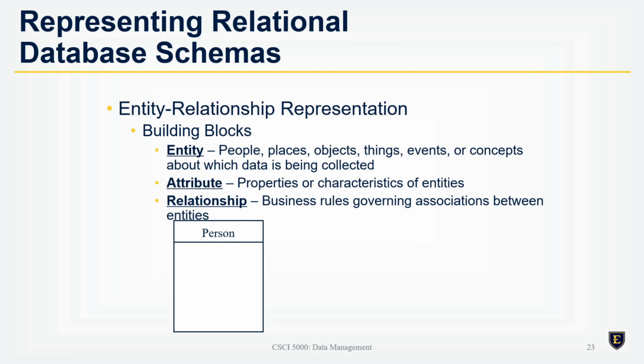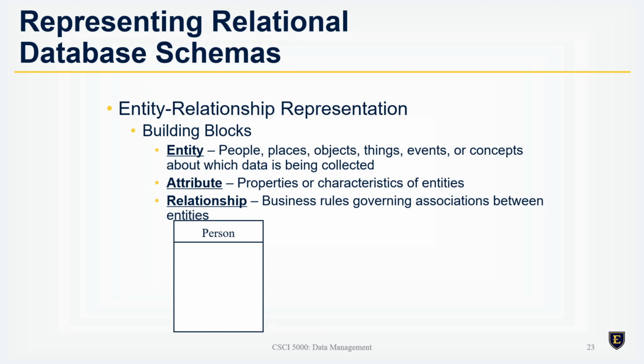So there are three things that we need to know about. We have entities, we have attributes, and we have relationships. Entities are people, places, objects, things, events, concepts, anything that we collect and store data about. Attributes are the properties or characteristics of each of those entities. And then relationships are business rules that govern the associations between entities.